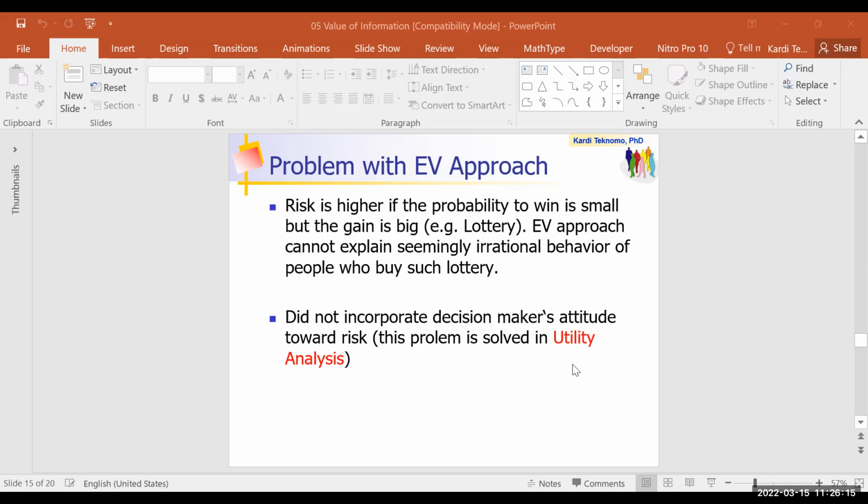So to overcome this problem of EV, we have another technique which is actually opening a new way of thinking, which is called decision under utility, which is the next topic.